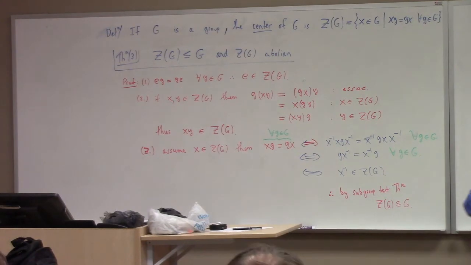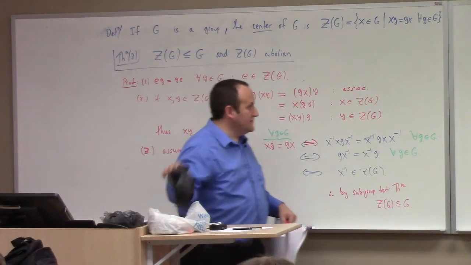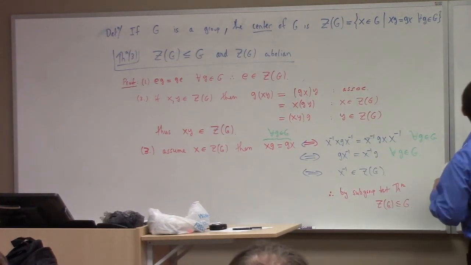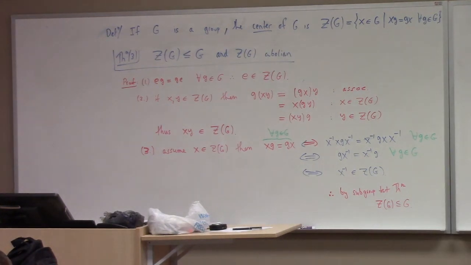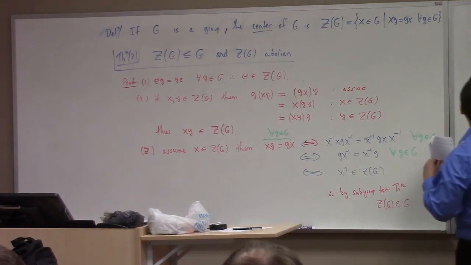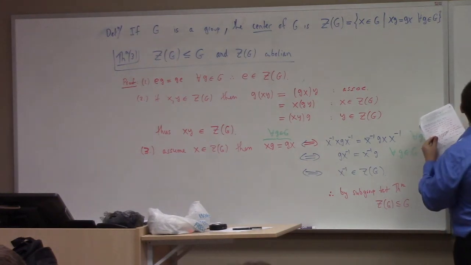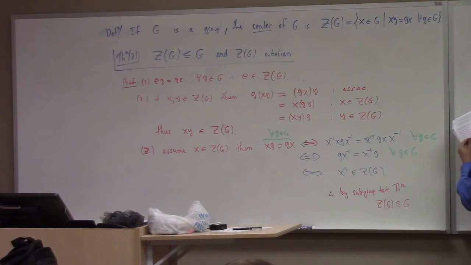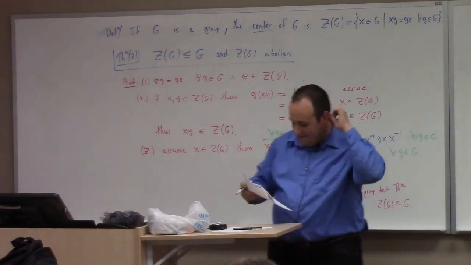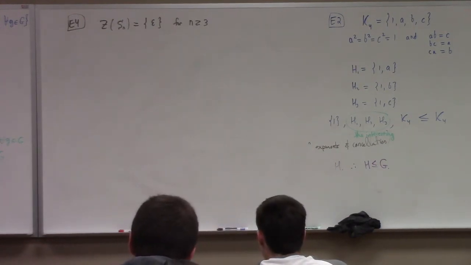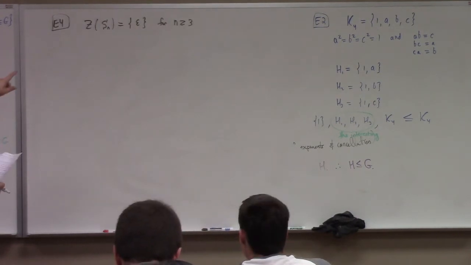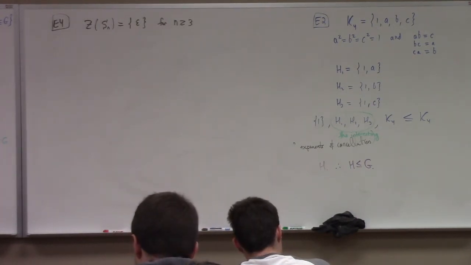So a couple quick examples here. In my current lecture, this is example 4. You can calculate that the center of the symmetric group is just the identity permutation for n greater than or equal to 3. So it's kind of like a hyperpartisan group, right? There's only one member in the center. Everybody else is elsewhere. The proof of that is relatively simple.